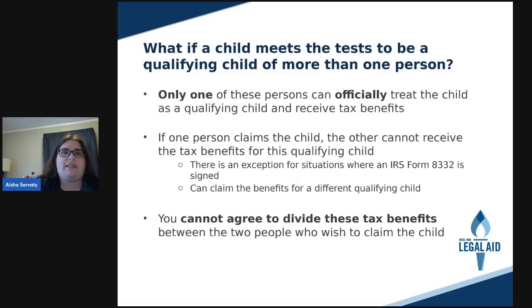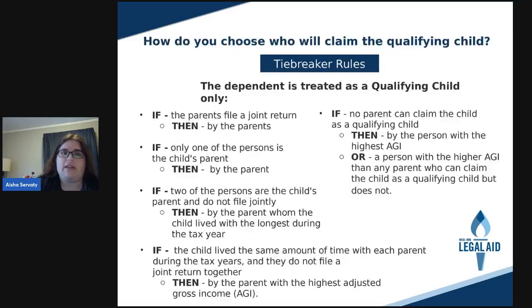So what happens if a child meets the test of a qualifying child of more than one person? Only one person can officially treat the child as a qualifying child and receive those tax benefits. You cannot agree to divide the tax benefits between two people who wish to claim the same child. You can be claiming different children. It's just when it comes to the same child, only one person can claim that child. And so there are some tiebreaker rules. And this outlines what those are.